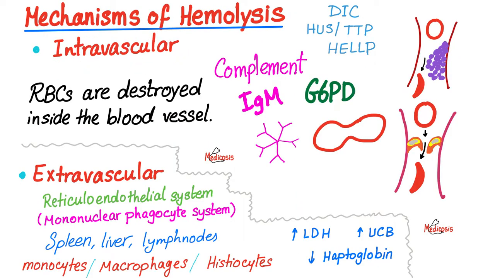Hemolysis could be intravascular or extravascular. What do you mean by extravascular? Outside the vessel. Like, where are you talking about? I'm talking mainly about the spleen and other organs of the reticuloendothelial system.